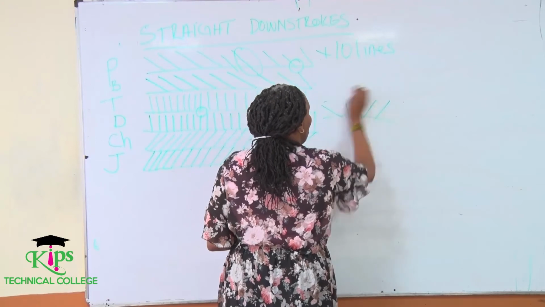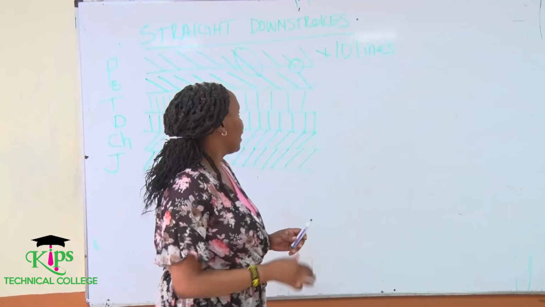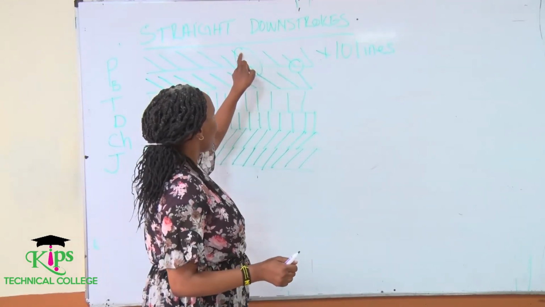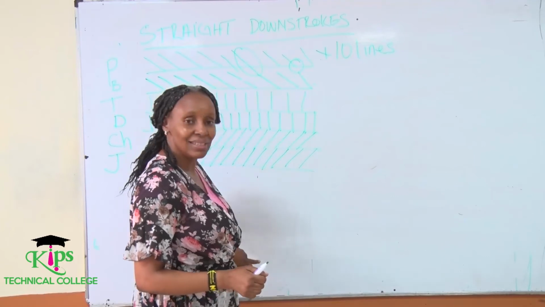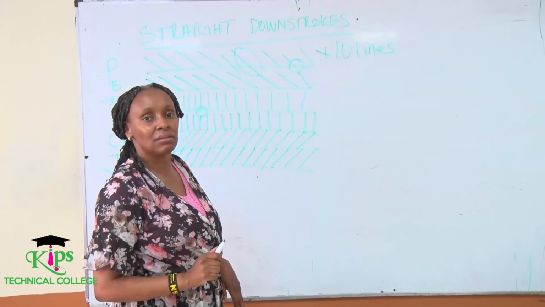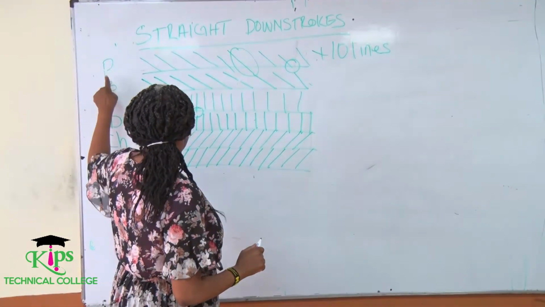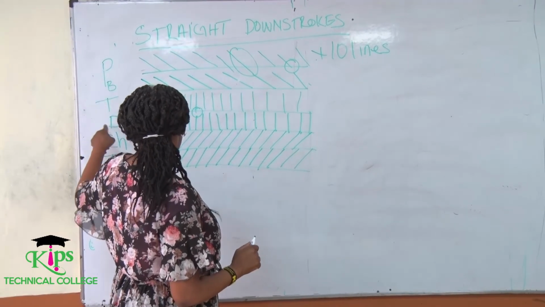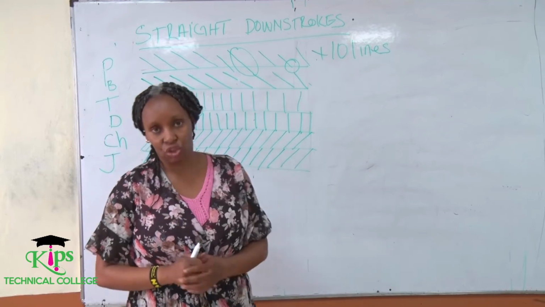Meaning, if it's a book, you count 10 lines. 1, 2, 3, 4, 5, 6, 7, 8, 9, 10. Up to 10 lines. Okay? So I want you to drill P, B, T, D, Ch, J, 10 times each.